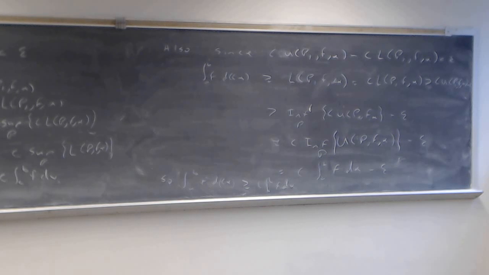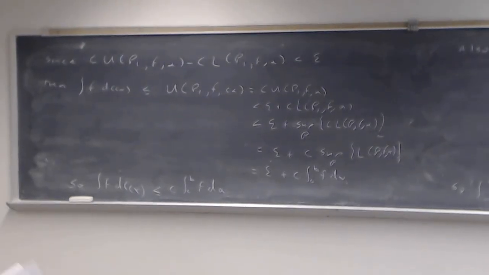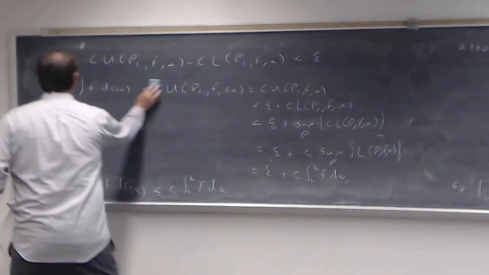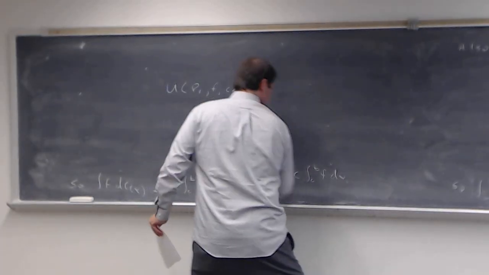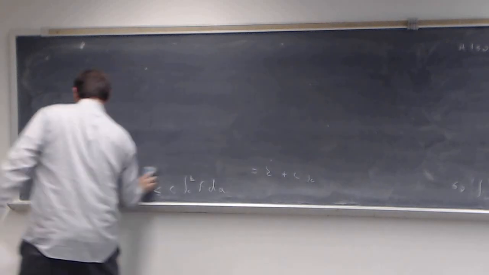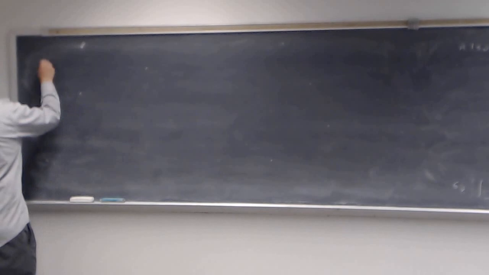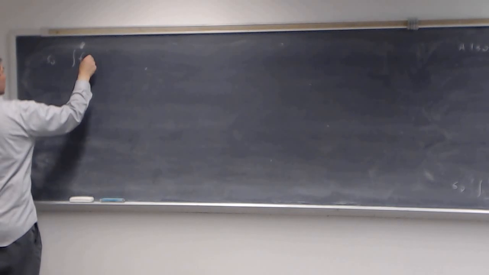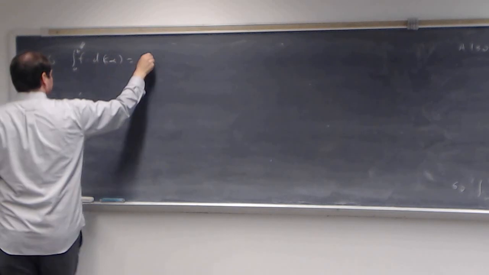So we combine the two inequalities to get the result. Let me write up that concluding statement just a second. That says that the integral from A to B of F d C alpha is equal to C times the integral from A to B of F d alpha. And that's what we needed to show.